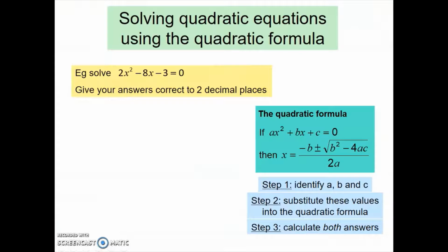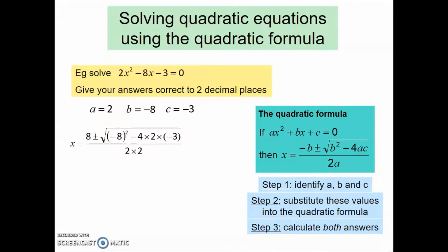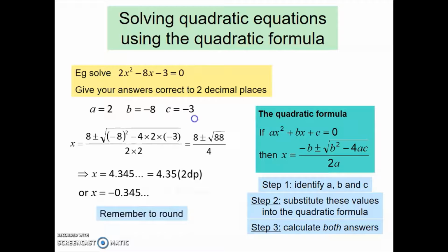One more example from me before I give you a few questions to do. This time we're asked to solve 2x squared minus 8x minus 3 equaling 0. It's already in the correct form, and I want my answers to 2 decimal places. We're going to identify a, b, and c. A is 2, b is negative 8, and c is negative 3. Substitute my values into the quadratic formula, simplify if appropriate or if you need to. Then we're going to get our first value and we're going to get our second value, and of course we need to round them appropriately as the question has asked.